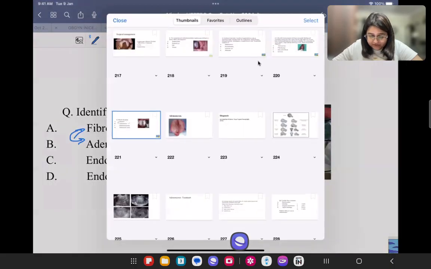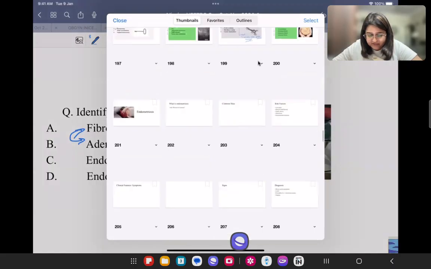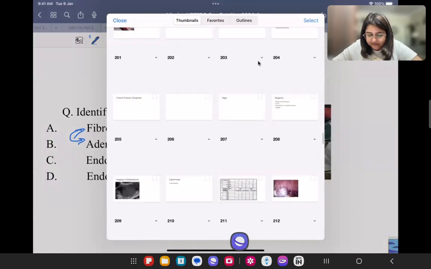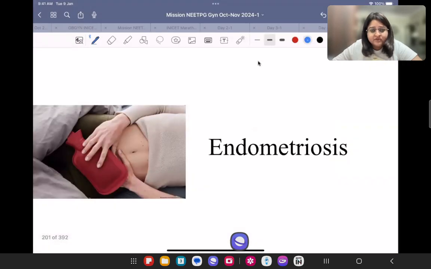So we'll end today here. It's getting very heavy for some people. So endometriosis and these are very small topics. So tomorrow these will be done quickly. Endometriosis, adenomyosis, AUB, and then we go to contraception and oncology.